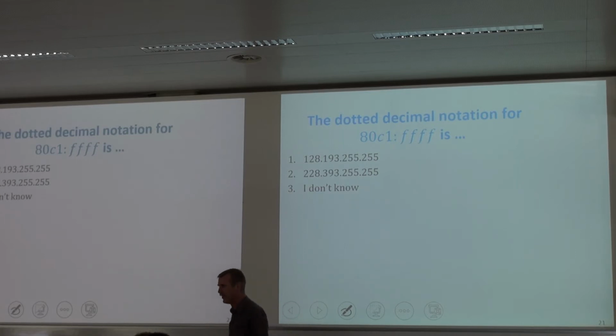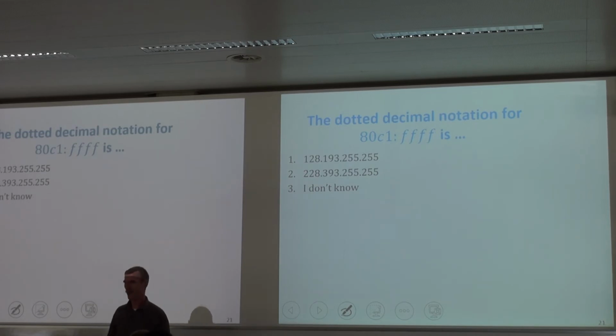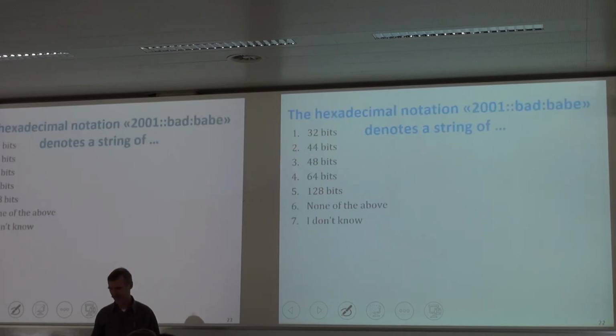If I do this here, this address, who says it is number 1? Raise your hand. Thank you. Who says it is number 2? Okay, so the correct answer is, of course, number 1. That was an easy call. Of course, number 2 is not correct, right? Because this number is above 255, so this cannot be an IP address, right?